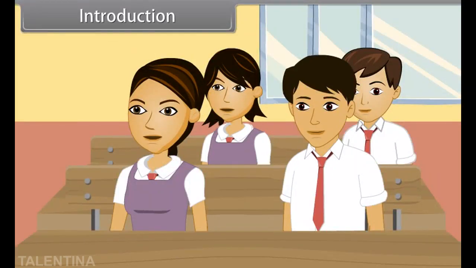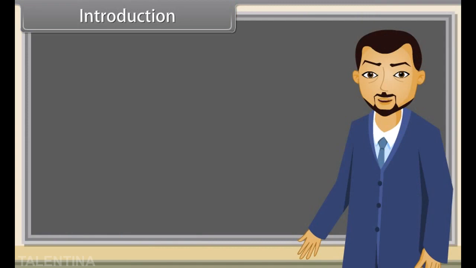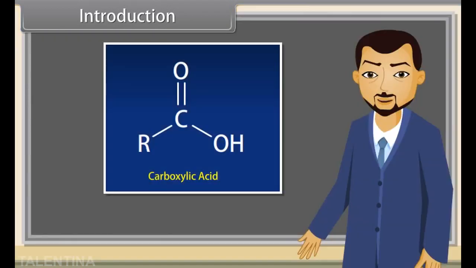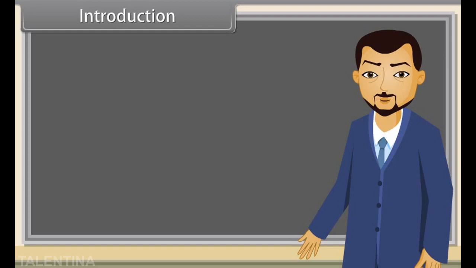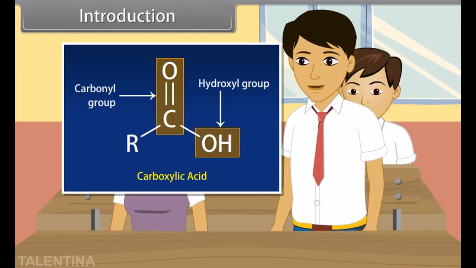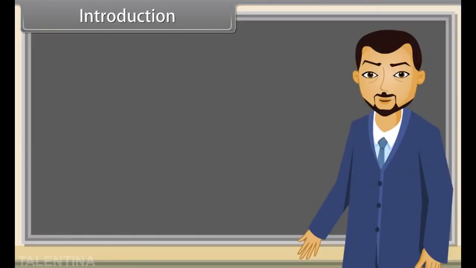Good morning, teacher. Good morning, students. Today we will learn chemical reactions of aldehydes and ketones and carboxylic acids. Teacher, what are carboxylic acids? Carboxylic acids are the organic compounds which contain carboxyl group. Now, who will tell me what is carboxyl group? Carboxyl group consists of carbonyl group and hydroxyl group. Very good, Ramesh. In this lesson, we will learn more about carboxylic acids.